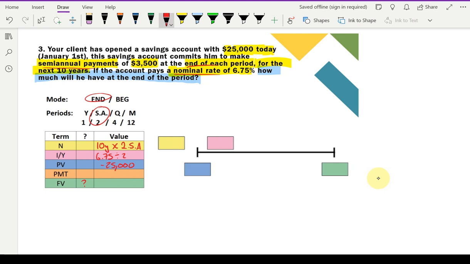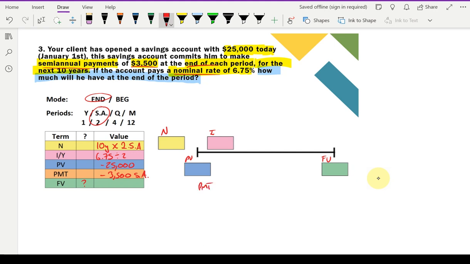And we're going to commit to making semi-annual payments of $3,500. So we're going to be making payments of $3,500. This is semi-annually. That's already in the right terms, so you don't need to divide or multiply for that, right? So it's already telling you, it commits him to make semi-annual payments of $3,500 at the end of each period. So let's put in N, I, present value, future value, and then our payments.